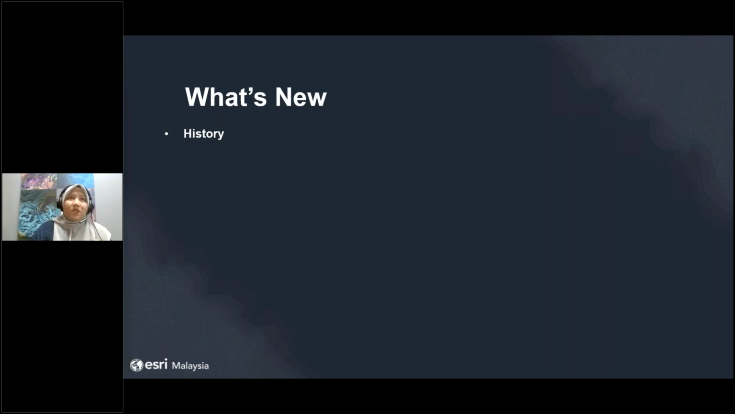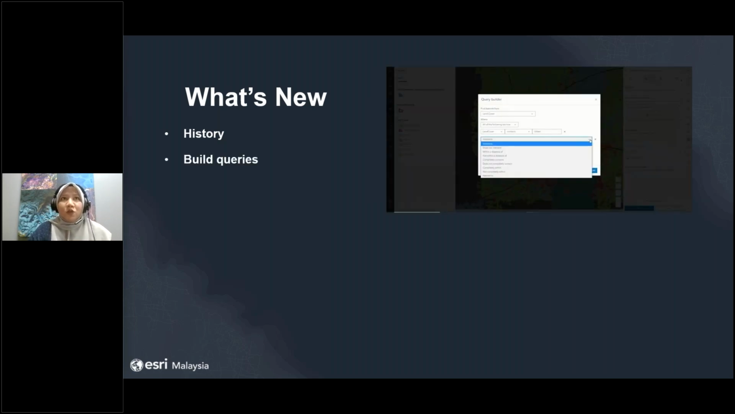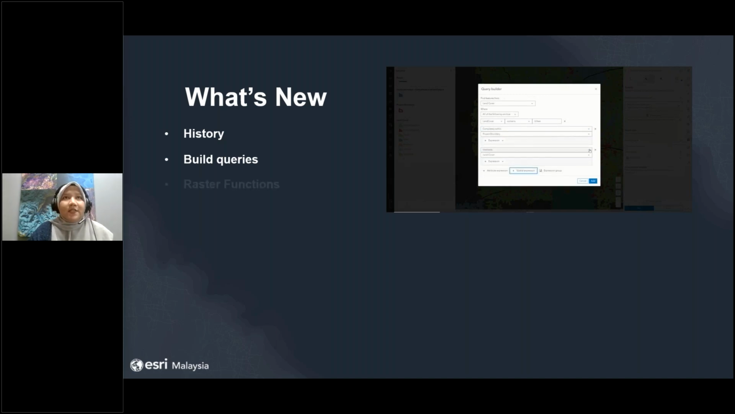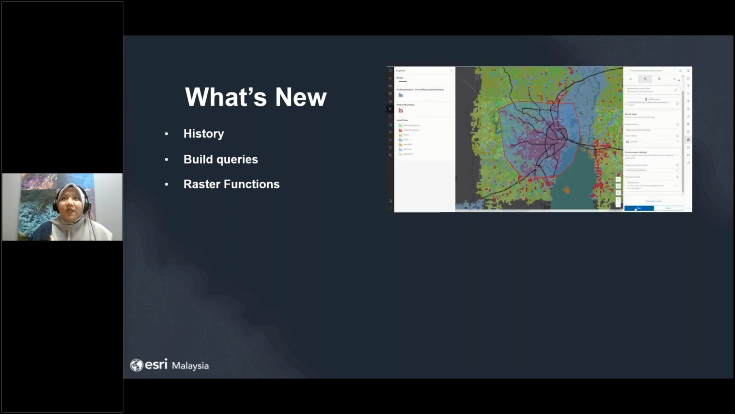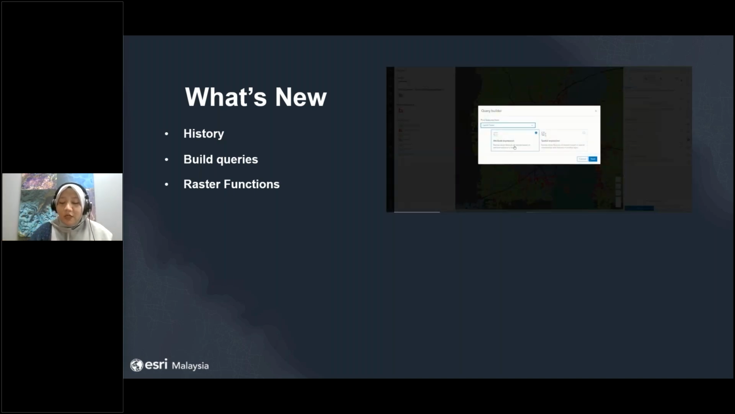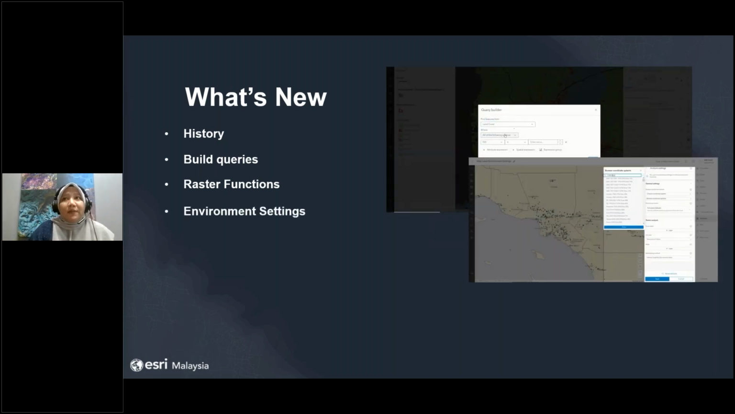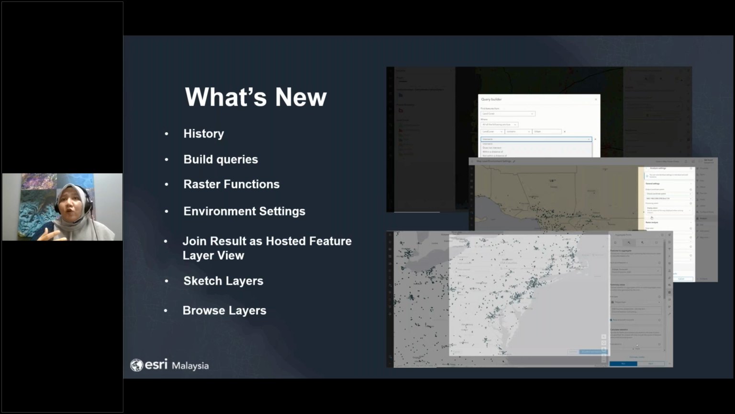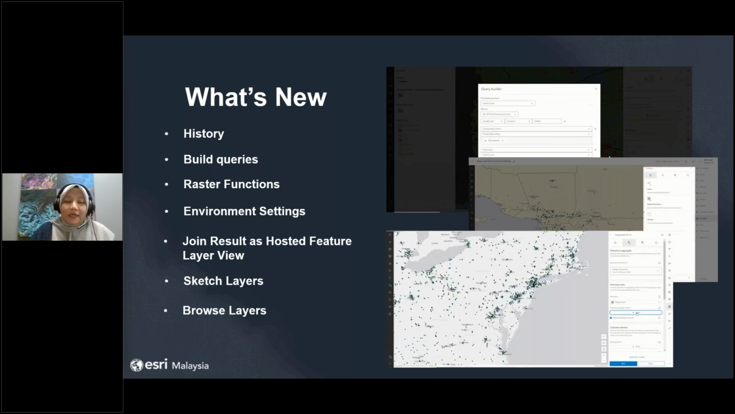The first one we're going to talk about is history. This one I will cover in the next slides. We also have big queries if you want to do queries in the analysis tools. And raster function is one of the new tools that was introduced last month, June 2023. Then environment setting, join result as a hosted feature layer view, sketch layer, and also you can browse your layer directly from the analysis tools.